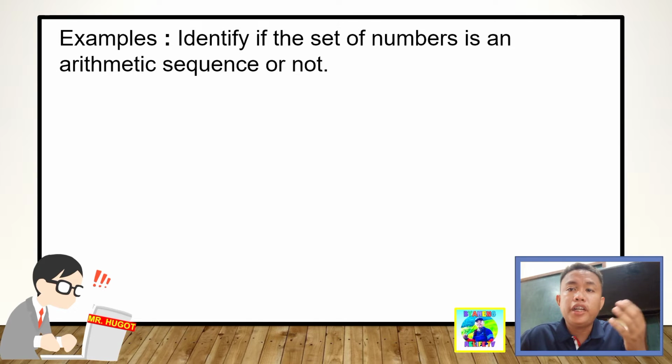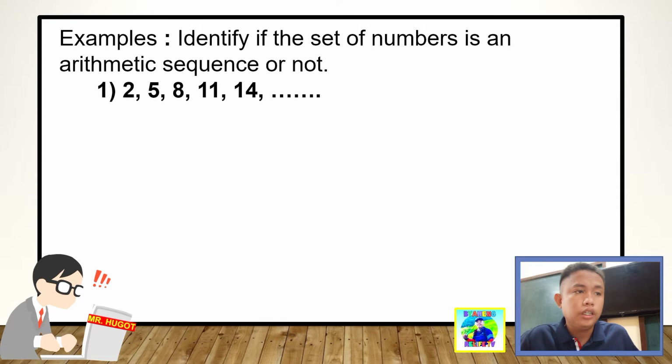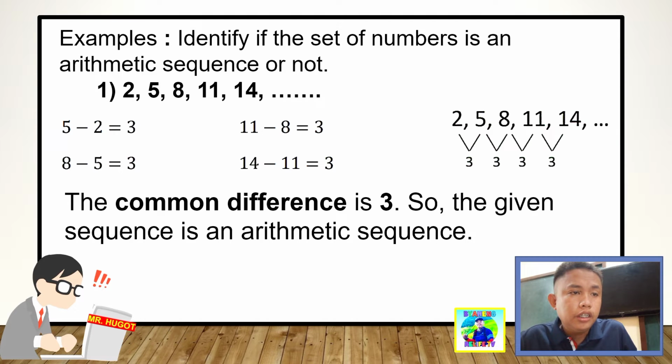So we're going to identify whether they are arithmetic sequences or not. So that will be our first rule. So number 1, our given is 2, 5, 8, 11, and 14. So we're looking for the possibility that it's an arithmetic sequence or not. Based on this example, guys, kung i-minus natin yung second term to the first term, and the third term to the second term, and the same thing will be done on the rest of the terms, napapansin nyo, guys, ang common difference niya ay 3. Ito po, 3. Since common difference nga ay 3, hence yung ating given ay arithmetic sequence.